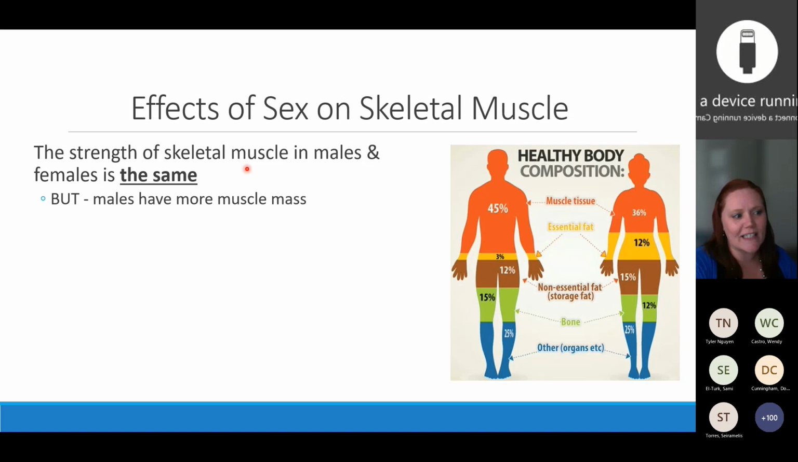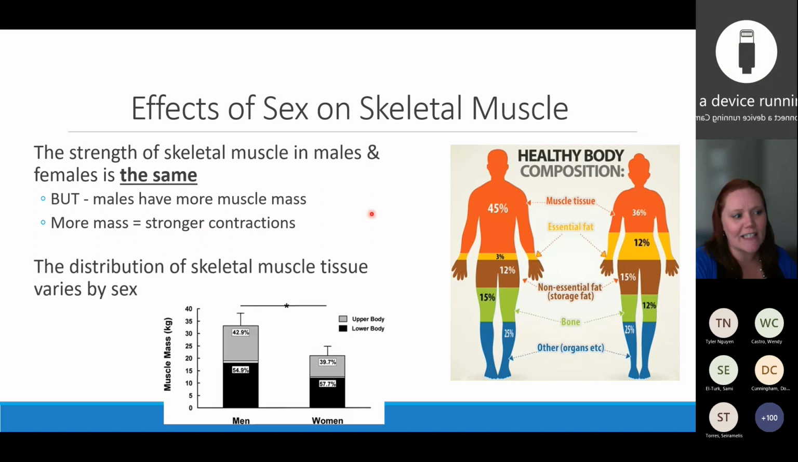The muscle is the same. What is different is the amount of muscle that males and females have. Males tend to have a larger amount of muscle tissue. The more muscle tissue you have, going back to those motor units that we talked about, the stronger your contraction. And the places where skeletal muscle is distributed is different between males and females.